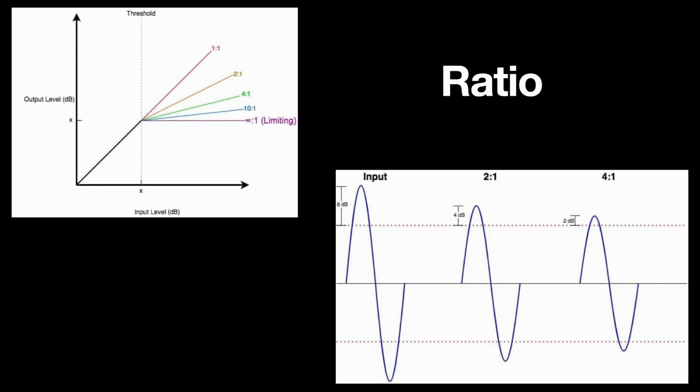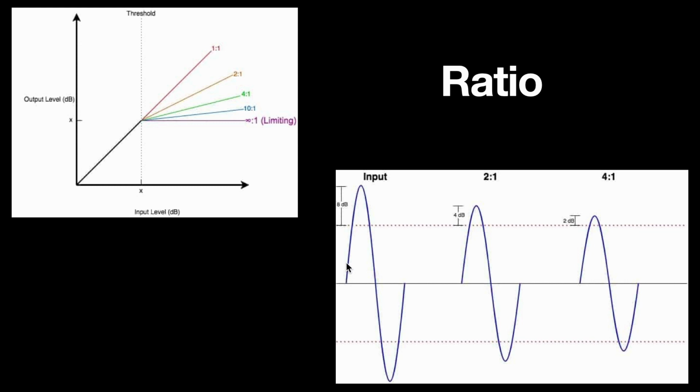And this first one, 1-to-1 compression, means no compression. That means the input equals the output. And as we keep going, 2-to-1, for every 2 dB of input signal above the threshold, the compressor will output 1 dB. So if we look over here at this other chart, you can see that we have a threshold here, and the signal is actually going 8 dB above the threshold.